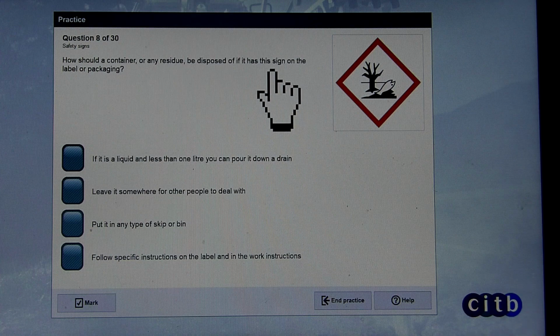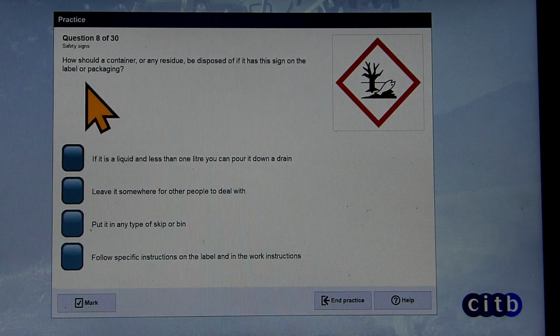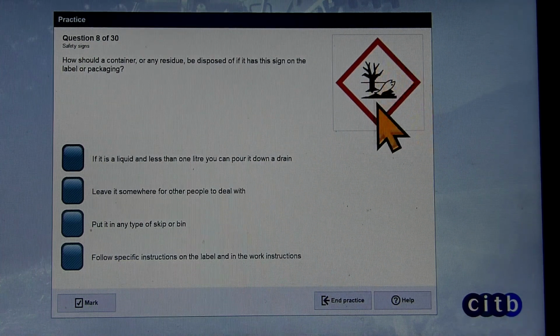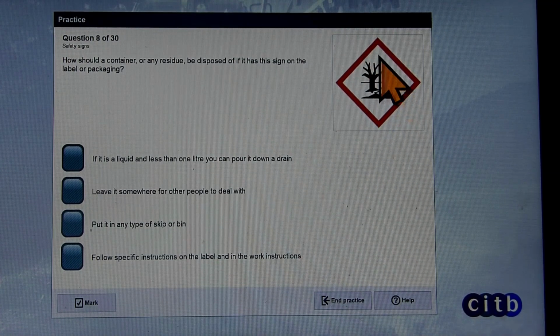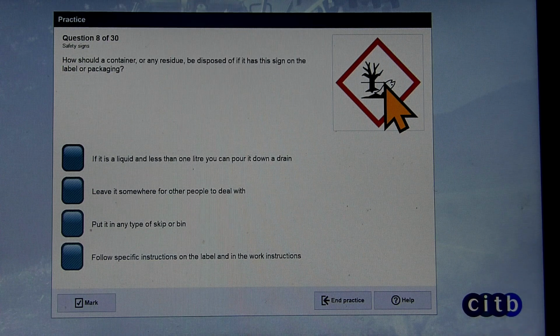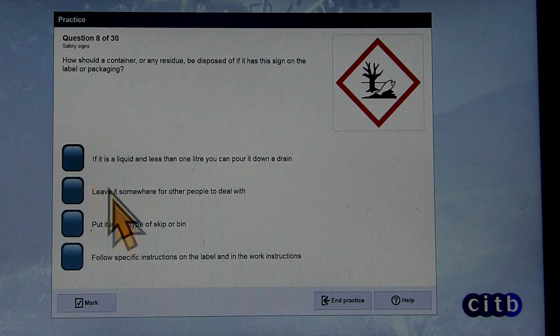Next, how should a container or any residue be disposed of if it has this sign on the label or packaging? Look at the sign. Over here, there is a tree, there is a fish, there is water. This all indicates what? About the environment. We need to take care of the environment.